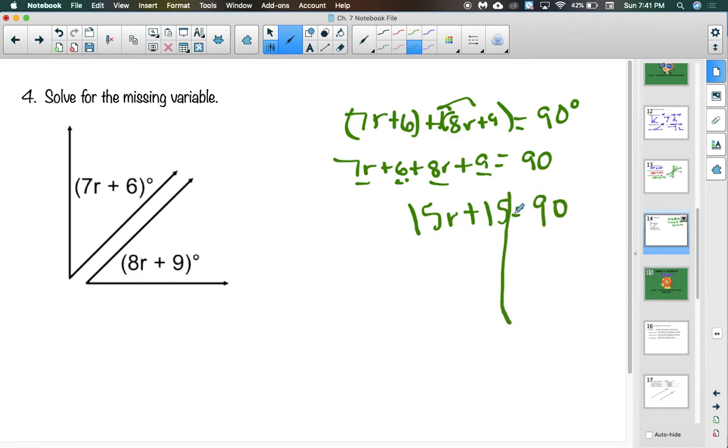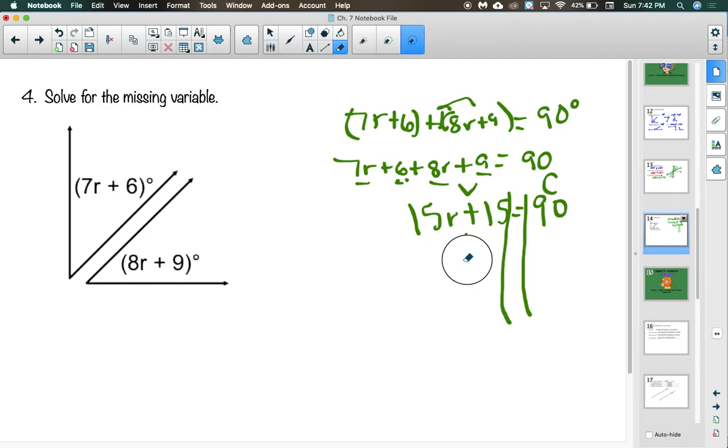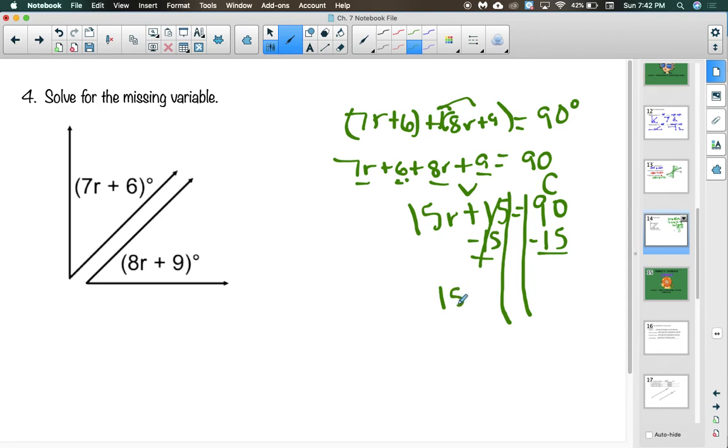And we can drop our train tracks into place to solve. Variable side, constant side. Which term doesn't belong on the variable side? It's the plus 15. So to get rid of that plus 15, we are going to do the inverse, which is to subtract 15. And we're going to balance that out on the constant side as well. We get 15r equals 75. And we're going to solve by dividing both sides by 15. And we get r equals 5 degrees.